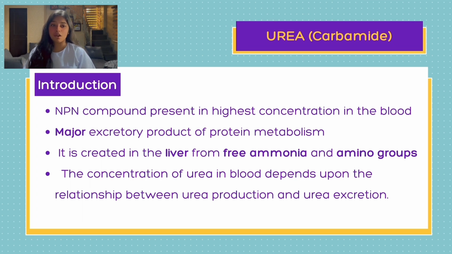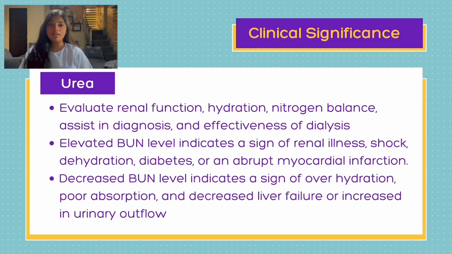It is also known as carbamide, wherein it is the main organic component of human urine and the waste product of many living things. It is created in the liver from the free ammonia and amino groups produced during protein degradation. So the concentration of urea in blood depends upon the relationship between urea production and urea excretion. Clinical significance of urea.